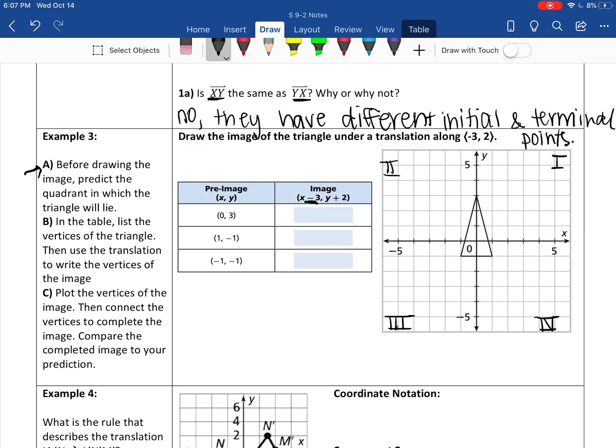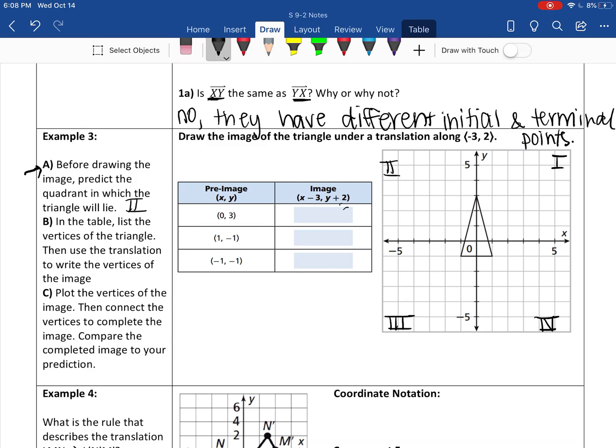Okay, so we're going -3 left to right and up 2. Okay, positive 2, which is up. So we're going to take this whole figure, go left 3 and up 2. So the quadrant we're going to end up in is quadrant 2. Okay, I don't know exactly where in quadrant 2, but I know that's where I'm going to end up.